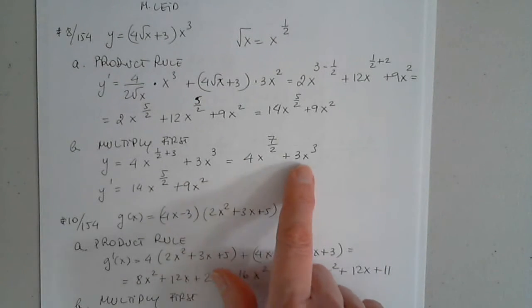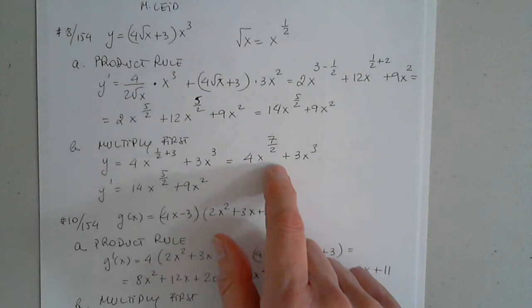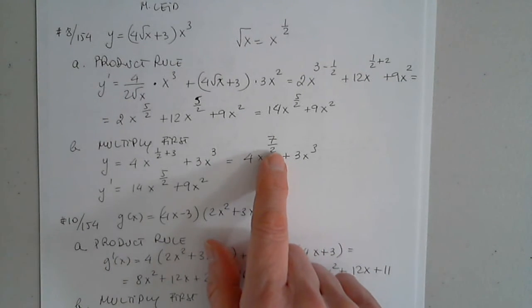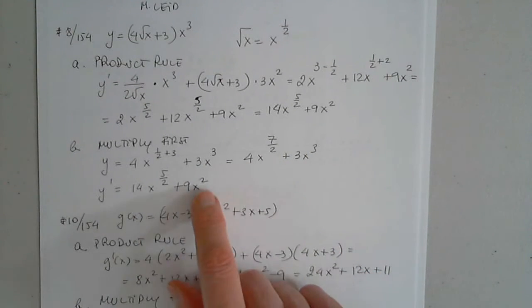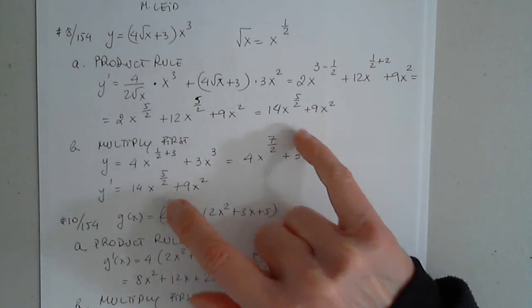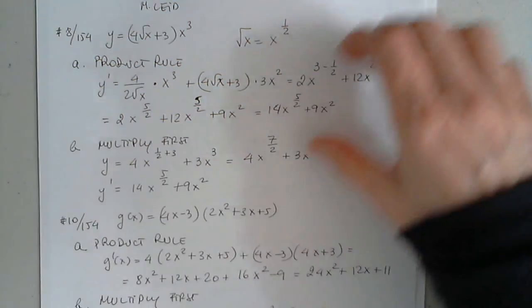So when I differentiate this, I bring down 7/2. 4 times 7/2 is 14. I subtract 1 from the power and I get power 5/2. I bring down 3. I subtract 1 from the power and I get 9x squared. Therefore, these two are identical. 14x to 5/2 plus 9x squared, same thing.